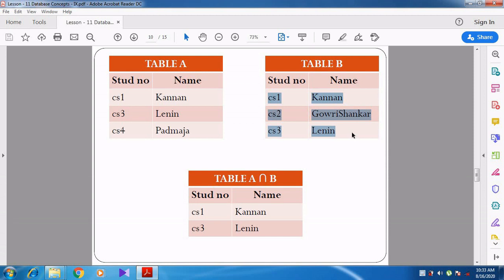CS1 Kannan and CS3 Lenin. These two tuples are common in table A and B. So the output is table A intersection B. Table A intersection B is CS1 Kannan, CS3 Lenin. Can you understand, students? Right.